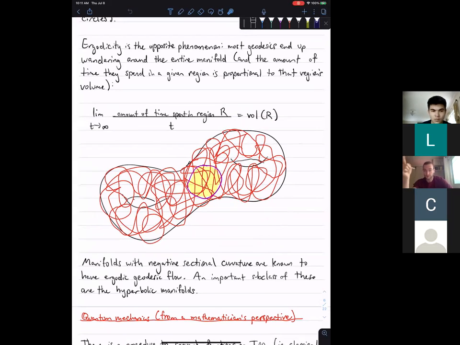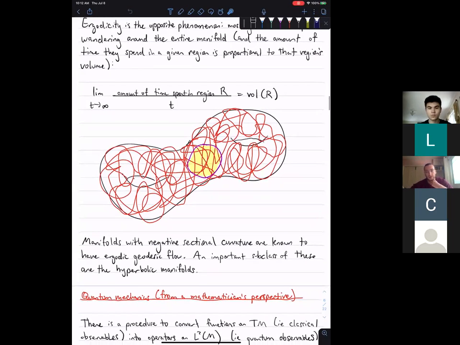It's going to go everywhere in this kind of crazy way. And then you measure the proportion of time that the geodesic spends inside of this yellow region. So that's what this quantity represents. And you take the limit as you let the geodesic keep going forever. And in the limit, what you get is a quantity proportional to the volume of the region. So here, if you normalize so that the volume of the entire manifold is 1, then this is exactly what you'll get, the volume of that region that you've chosen.